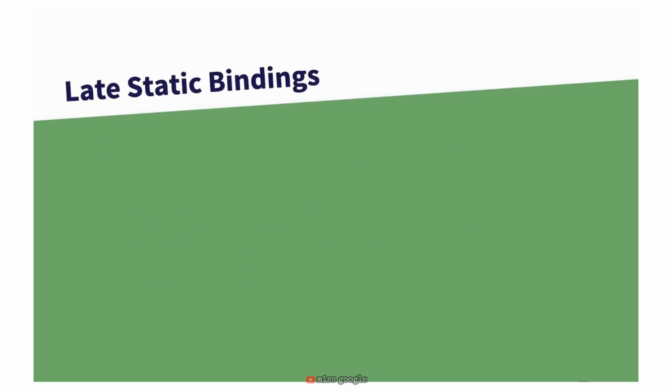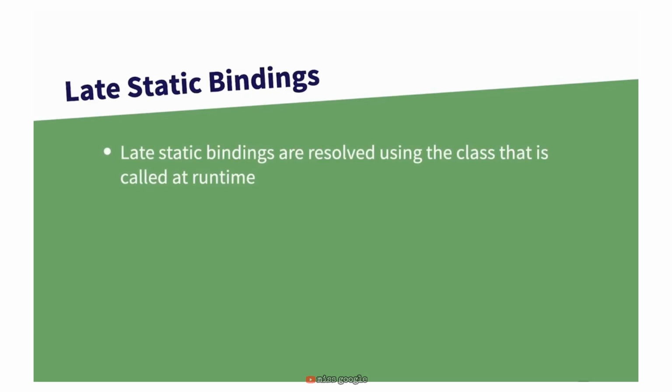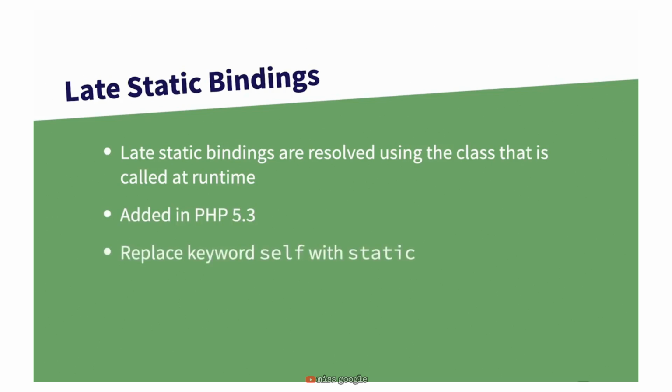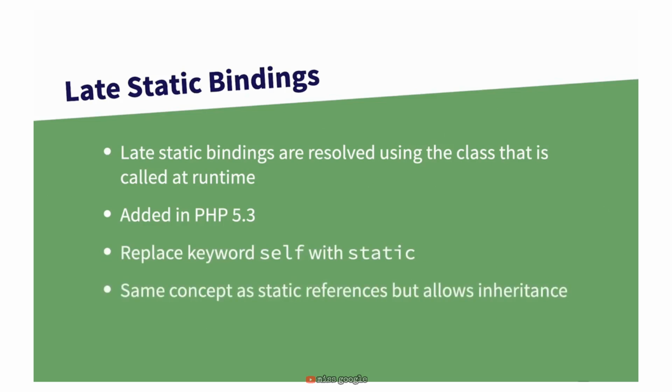The solution to this is something called late static bindings. If the other ones are just static bindings, late static bindings resolve later. That is, they're resolved using the class that's called at runtime. It waits to decide what self means until we actually get to that code and call it. This was added in PHP 5.3, so it's available in all versions of PHP after that, and in order to use it, all we have to do is replace that keyword self with the keyword static. Other than that, it's the exact same concept as static references. It just allows us to inherit those references.